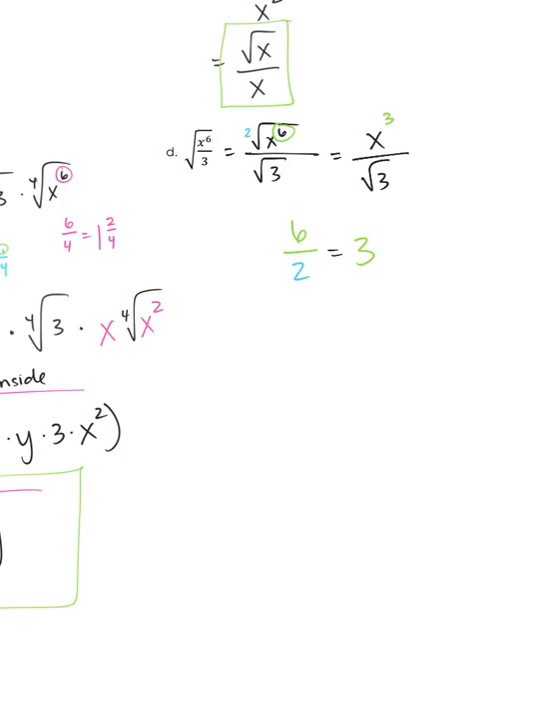We cannot have a root in the denominator. So I'm going to write that. No roots in the denominator. So here's what I'm going to have to do. This is called rationalizing the denominator. So what I need to do is I need to multiply by the square root of 3 over the square root of 3. What that's going to do is that's going to help me get rid of that root on the bottom.